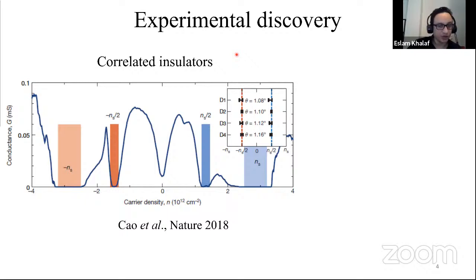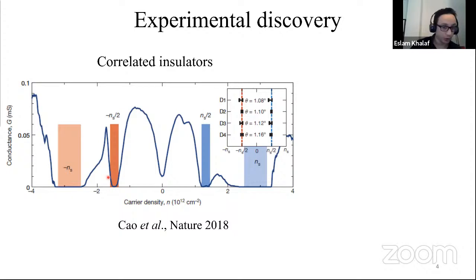So what they did is they measured the conductance of this system as a function of the carrier density, which can be tuned by gate voltage. What they found here and here are the cases where the flat bands are completely empty or completely filled. So these are simple-to-understand band insulators. However, they found that also when the flat band is partially filled, particularly at filling of half of holes or half of electrons, we also get some insulating behavior. And this behavior, because it appears at partial filling, cannot be simply a band insulator. It has to be due to correlation.